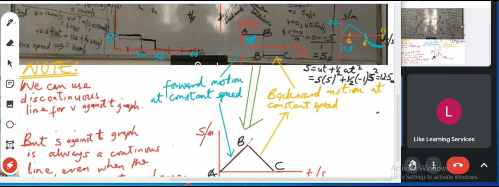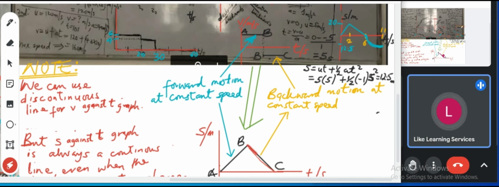Yeah. Now, what about B to C, which is now moving backwards? For a distance against time graph, it will be this, is it not? Yeah. You remember all this? Anyway, I usually tell you that this is constant speed reversing, is it not? Yes, B to C is constant speed when it's reversing.